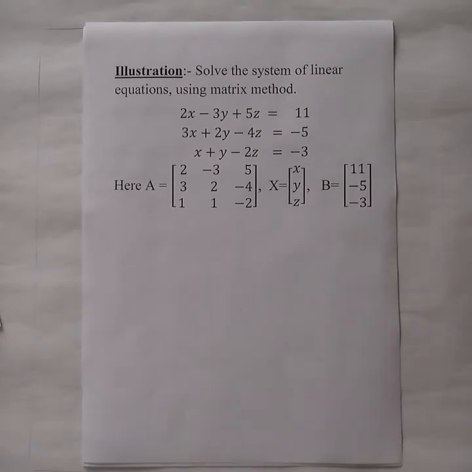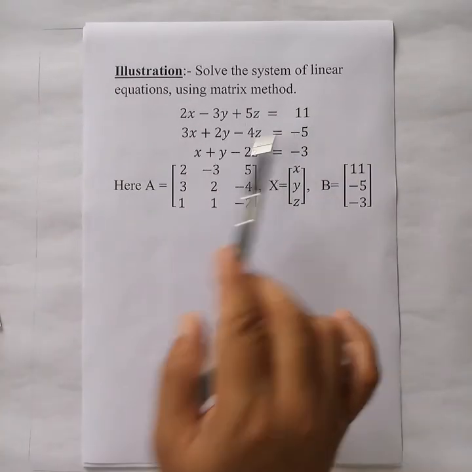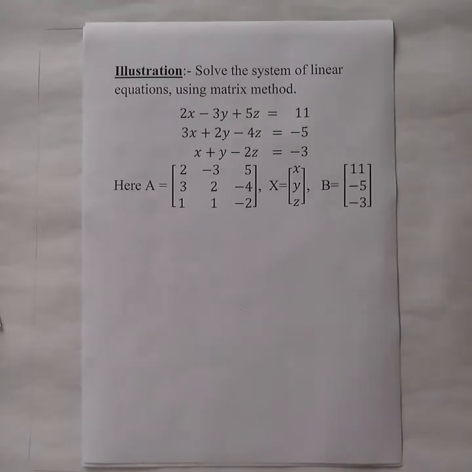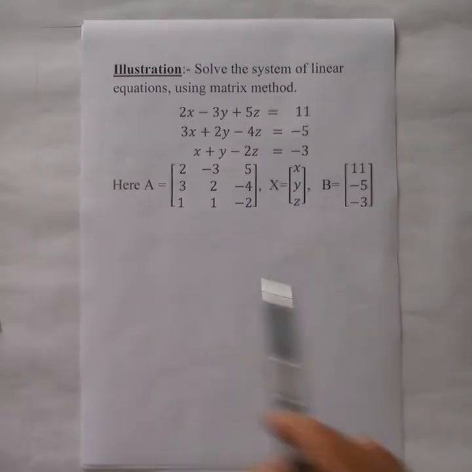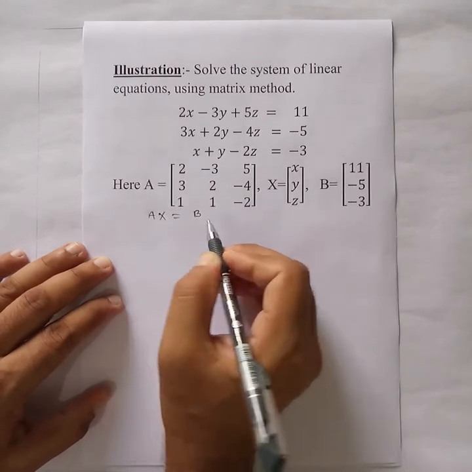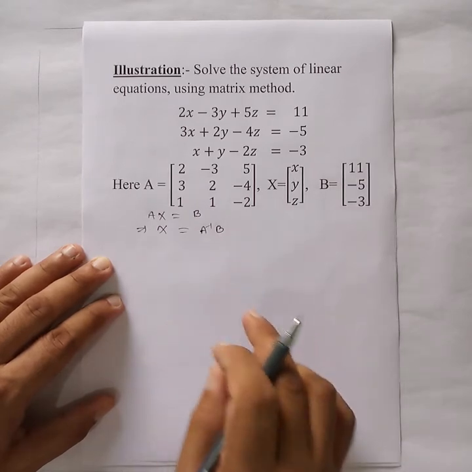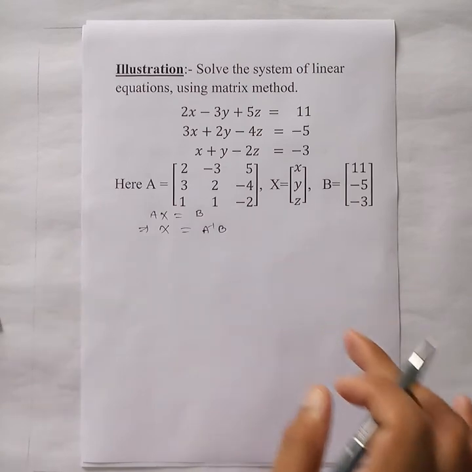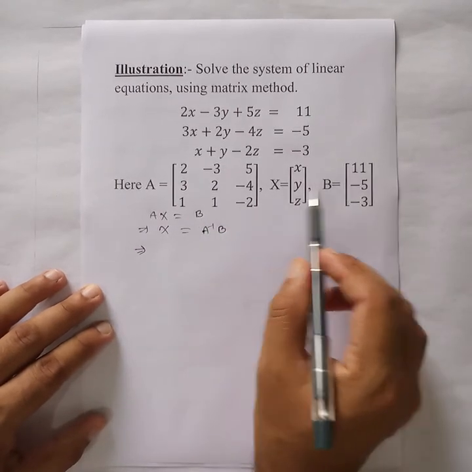Let's take an example. Solve the system of linear equations using matrix method: 2x minus 3y plus 5z equal to 11, 3x plus 2y minus 4z equal to minus 5, x plus y minus 2z equal to minus 3. Here we can write it into three matrices A, X and B. Now we know that AX equal to B. So from here X will be A inverse into B. We have learnt it in the concept of inverse. So we put the values of the three matrices X, A and B.